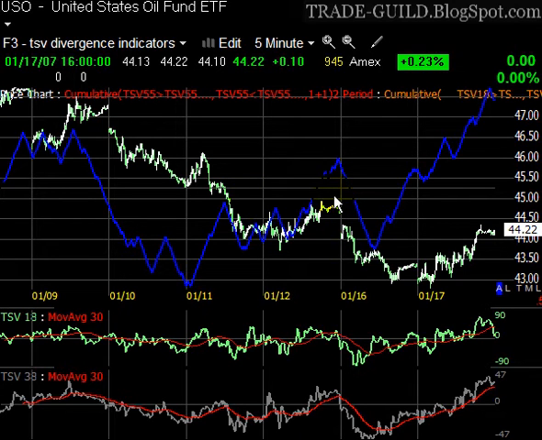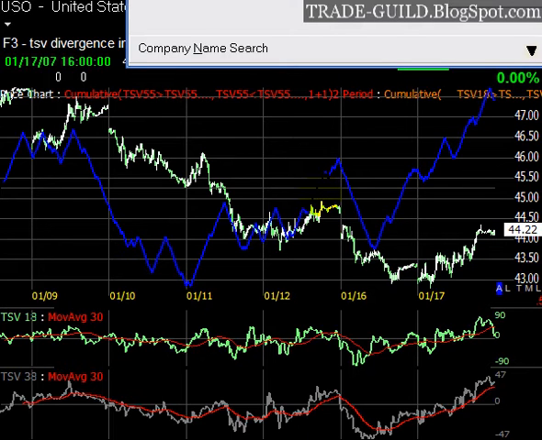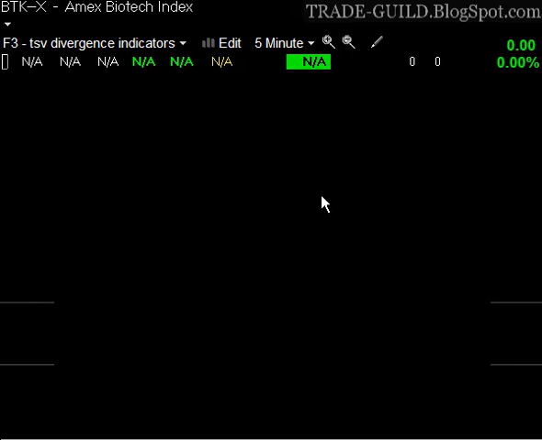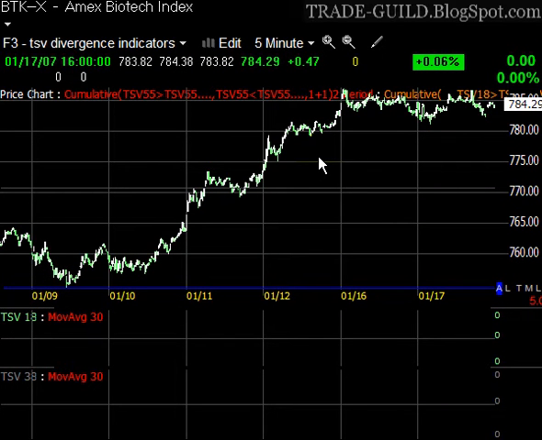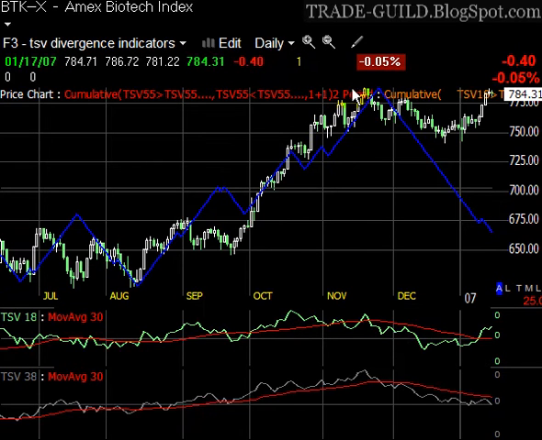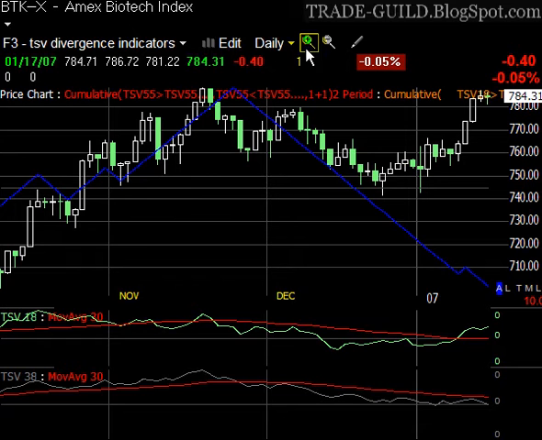I want to just show you briefly, because I know a lot of people are in biotech right now making some money. Here's the American biotech index, and we're going to look at that on a daily of that 3C indicator. And again, you see the same deal going on over here, where we should be making new highs over here, and the indicator's way down here.